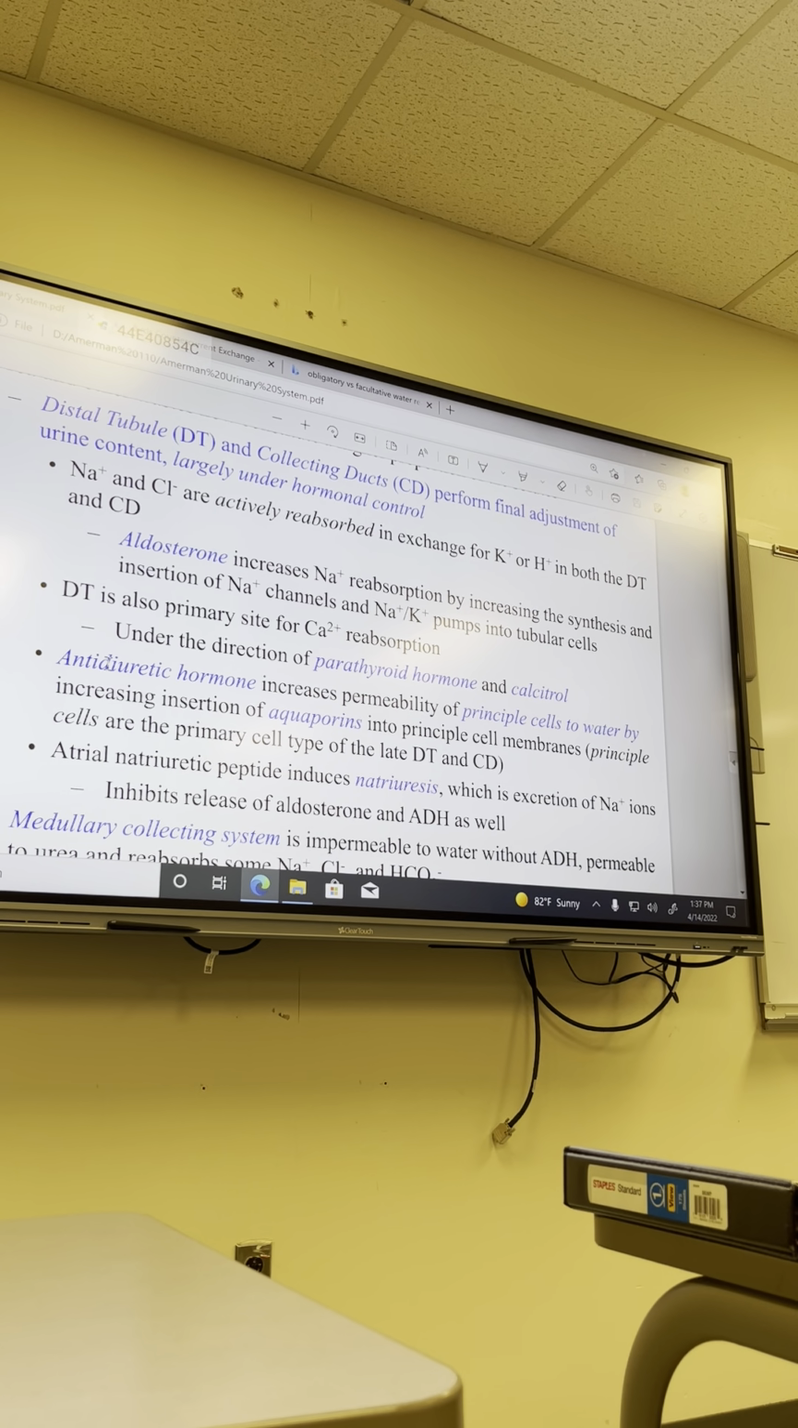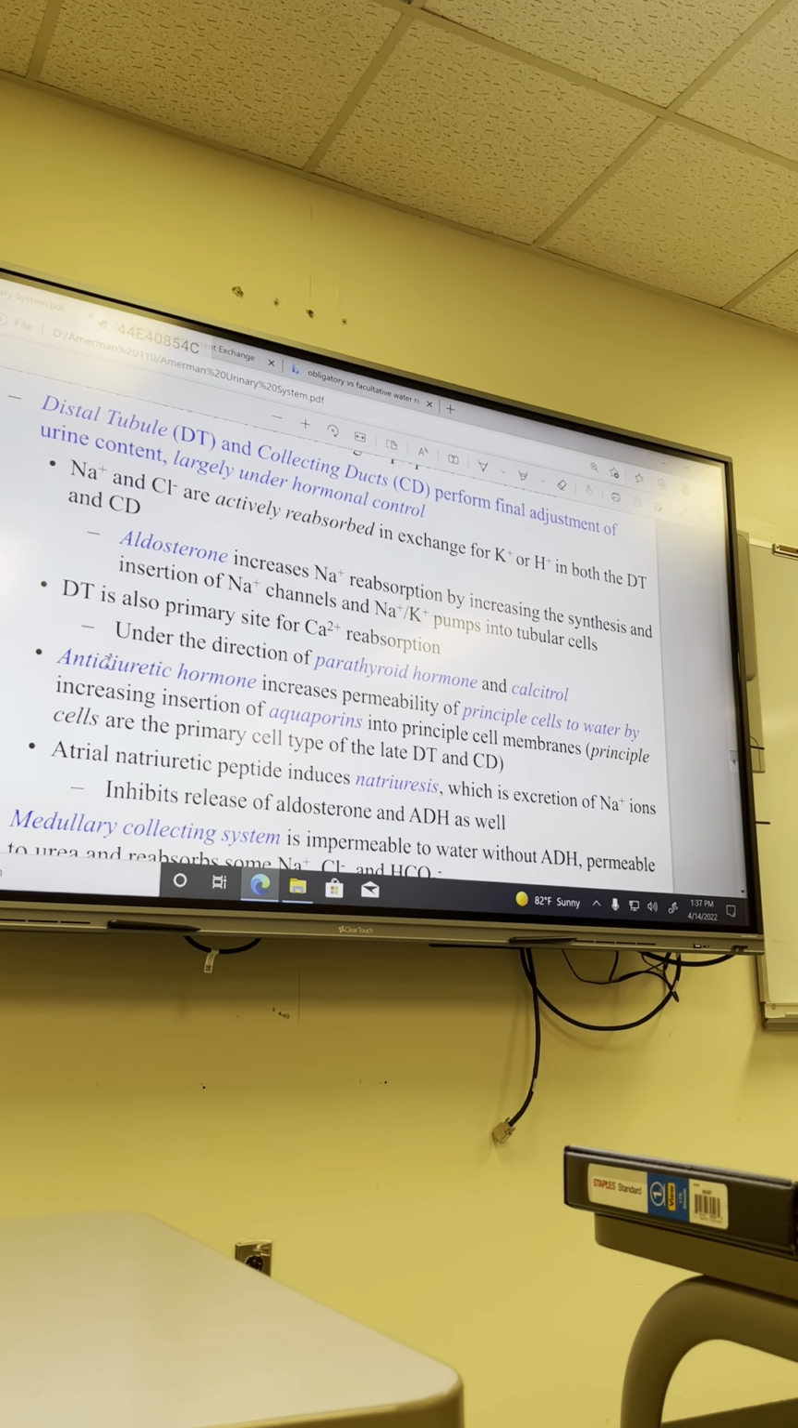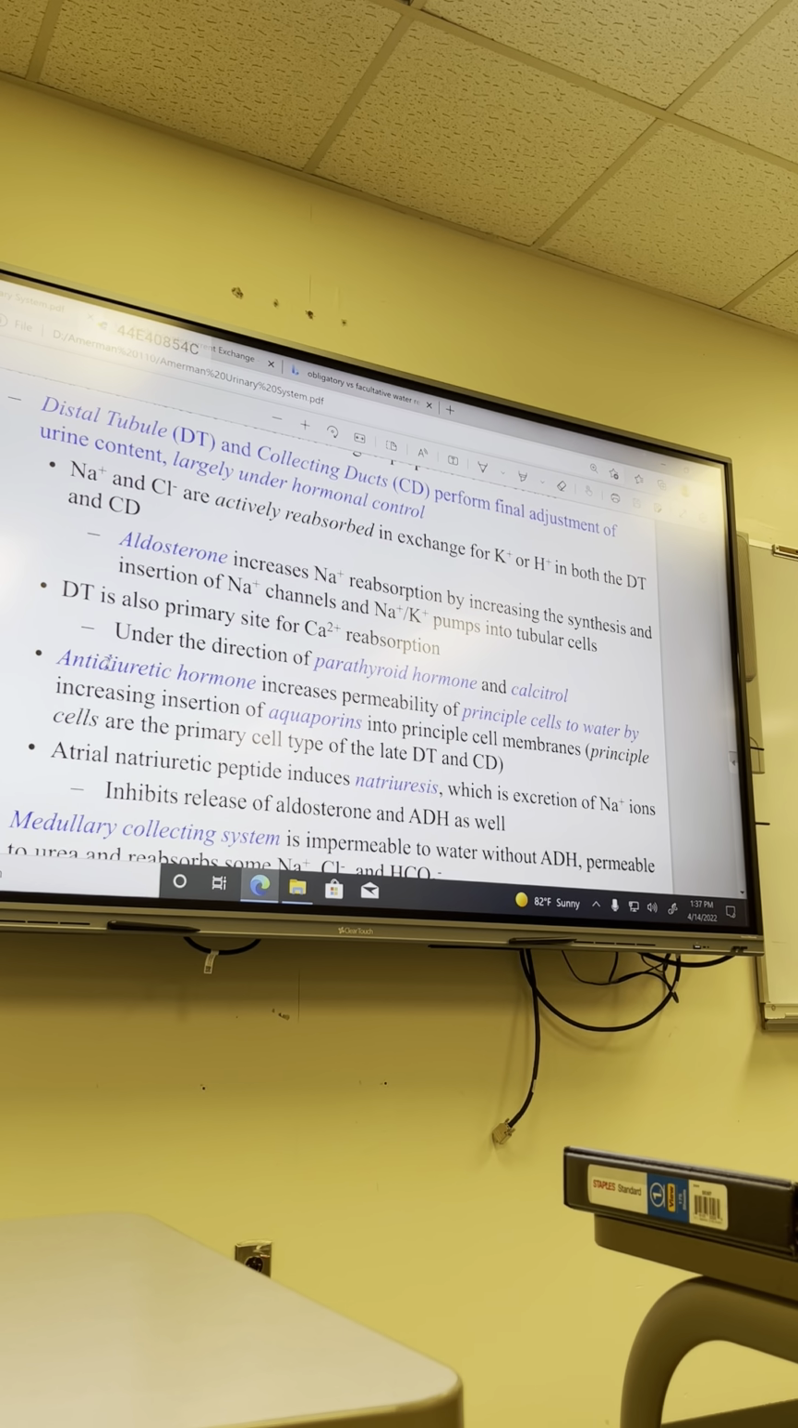Now the problem with PTH is, aside from making your kidneys try to pull as much calcium back out of the urine as you can, if you don't have enough urine there, you already learned in 109 that PTH will cause your bones to become demineralized, potentially leading to osteoporosis.